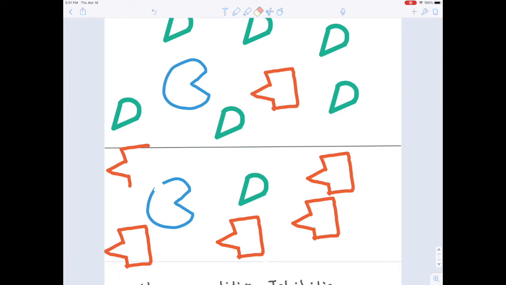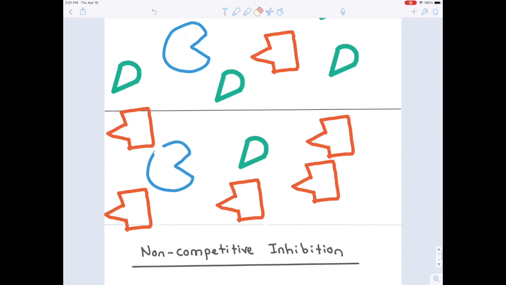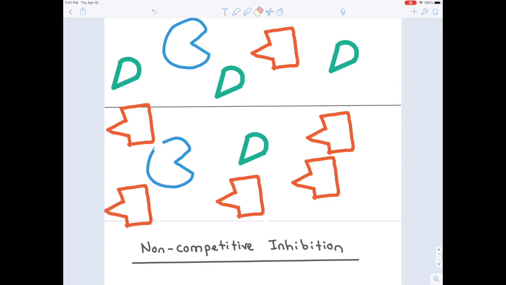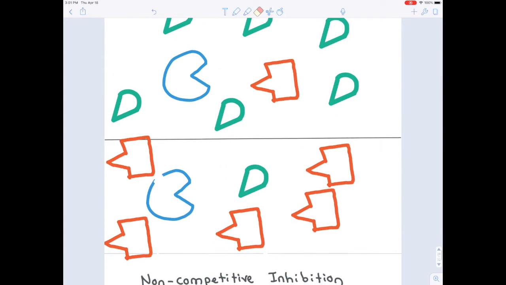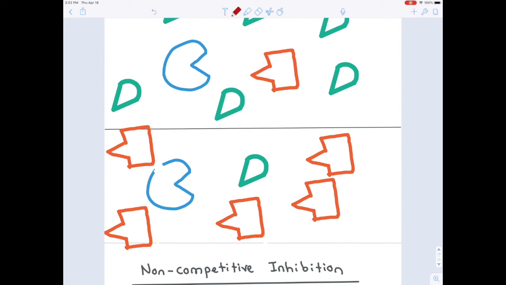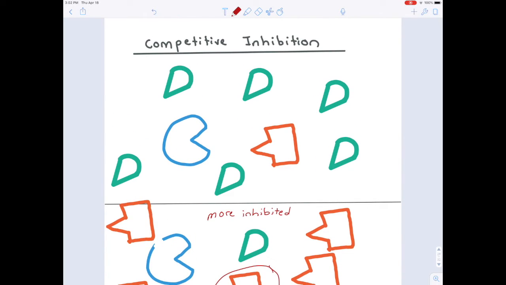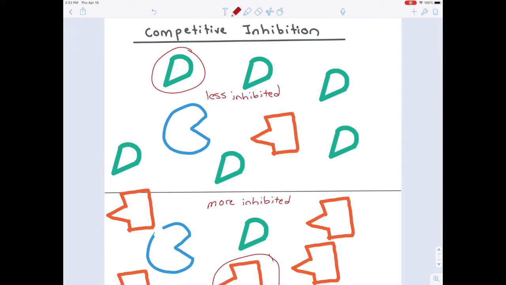So with competitive inhibition, you can reverse the inhibition or not. You can make it more inhibited by adding more of the inhibitor, or you can make it less inhibited by adding more of the substrate, what the enzyme usually acts on. So concentration affects competitive inhibition.